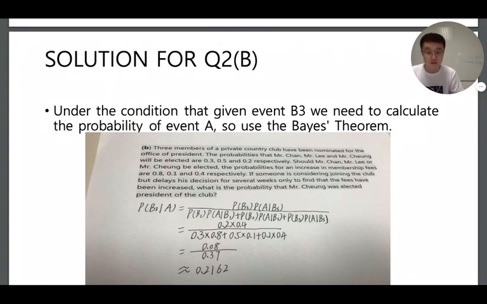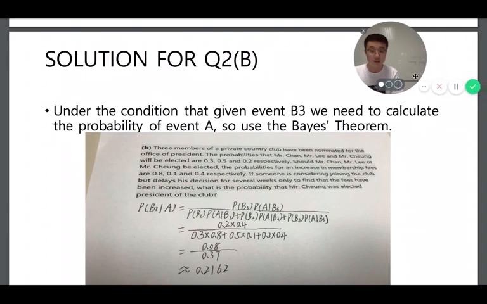So the final probability of B3 given event A equals 0.2162. It is the solution of my question.